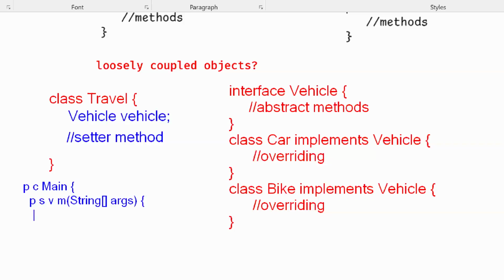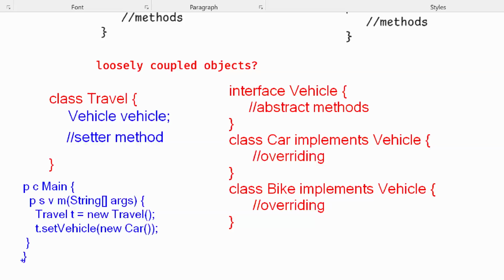Are you able to get my point? So here I'm creating what object? Travel t is equal to new travel. Travel is a travel class object, right? Tell me, t dot set. The setter method is setVehicle, right? setVehicle of new car. You have to understand like this. Are you able to follow my point?